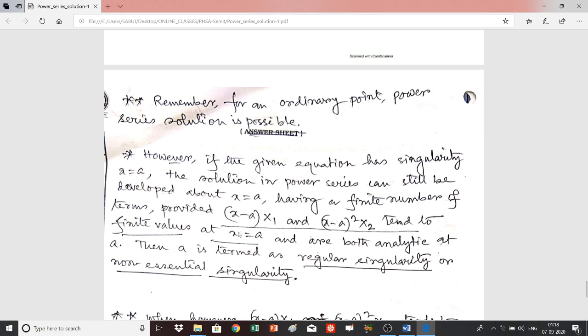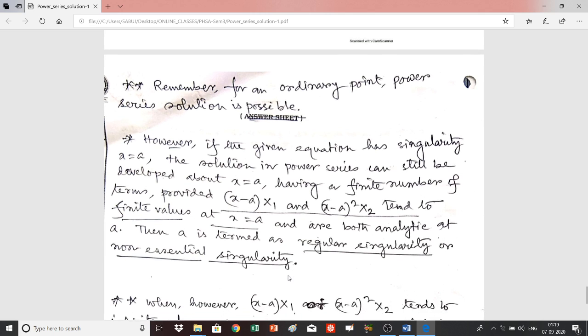Now, if at x equal to a, both (x minus a) into X1 and (x minus a) whole square into X2 are finite, then the point x equal to a is termed a regular singularity or non-essential singularity. If, however, these two terms become infinite at x equal to a, then a is said to be an irregular singularity or essential singularity.